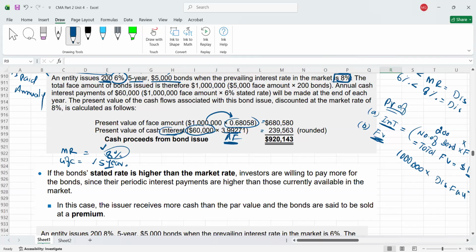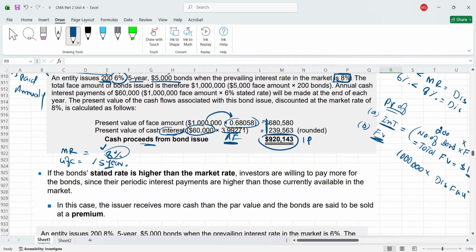Clear? Now you add these two figures. Look here, this is the issue price, or the cash proceeds from the bonds, and the issue price is going to be 920,143. The question is solved because we were required to calculate the market value.